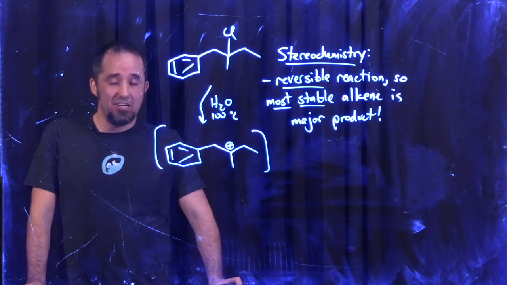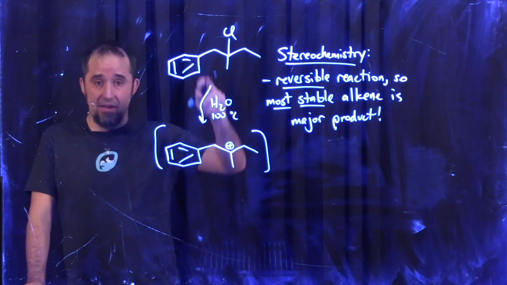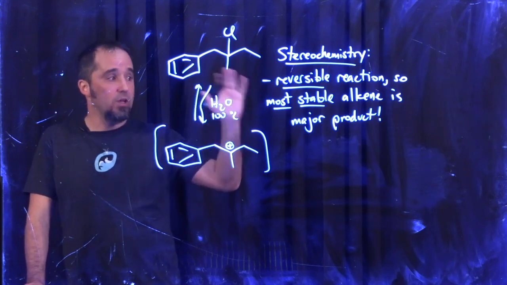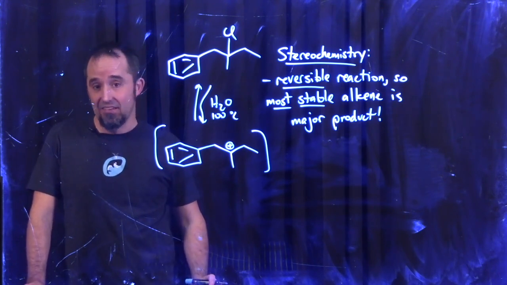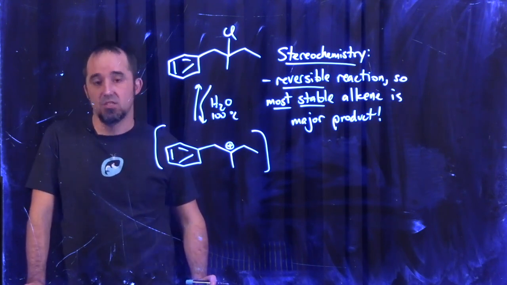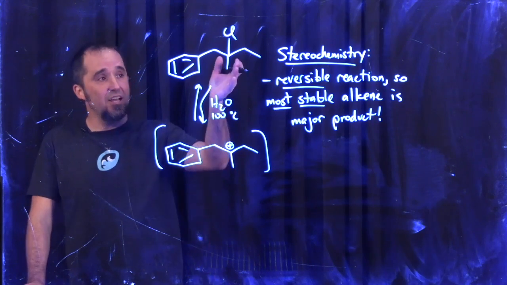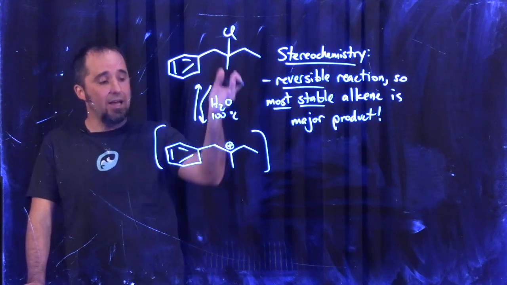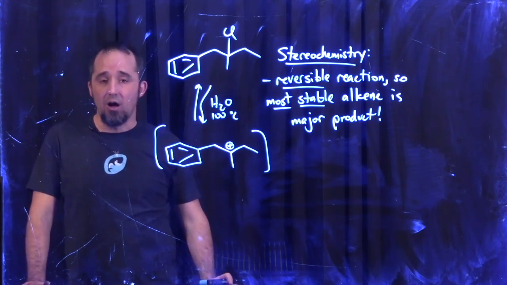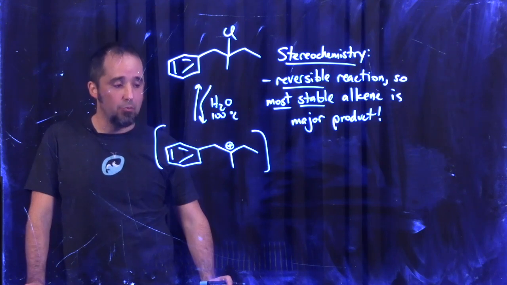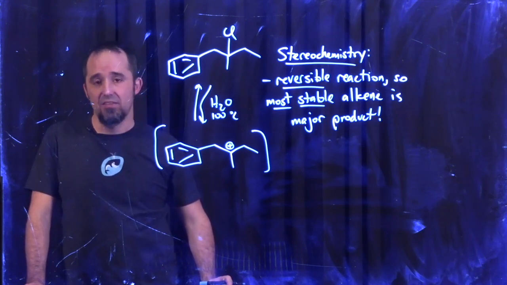For the E1 reaction, it's actually a lot simpler. Because this is a reversible reaction, we're going to go back and forth. We know that we're going to get the most stable alkene as the major product, full stop. So what does that look like in practice? Here's an example. Here is a tertiary chloride. Here is the cation it can form. So draw on your own a couple different possible alkene products we could get from this, and then let's try to maybe gauge which one we would expect to see.